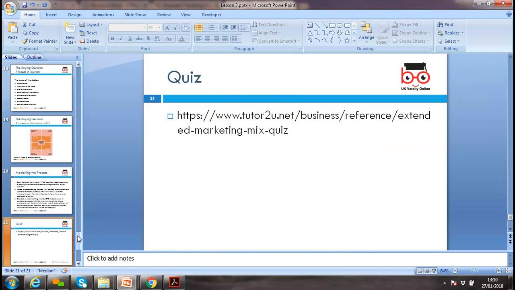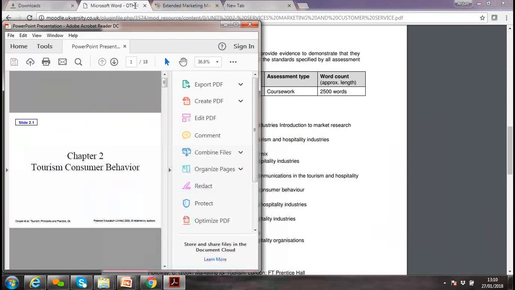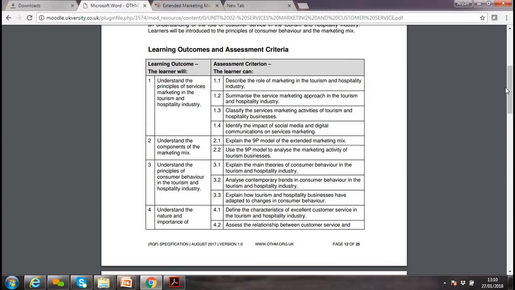I have one question because I was looking at the assignment throughout the week. I've actually started the assignment. I was looking at learning outcome number 3, which is 3.1, 3.2, 3.3. The first one says to explain the main theories of consumer behavior in the tourism and hospitality industries. So the main theories that you were talking about, would it be like Maslow's and those?